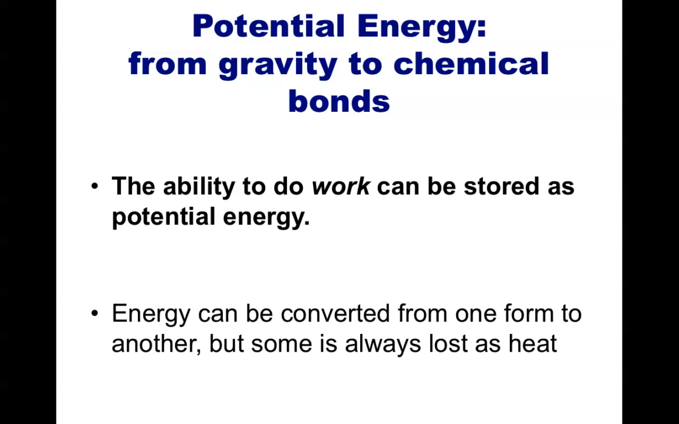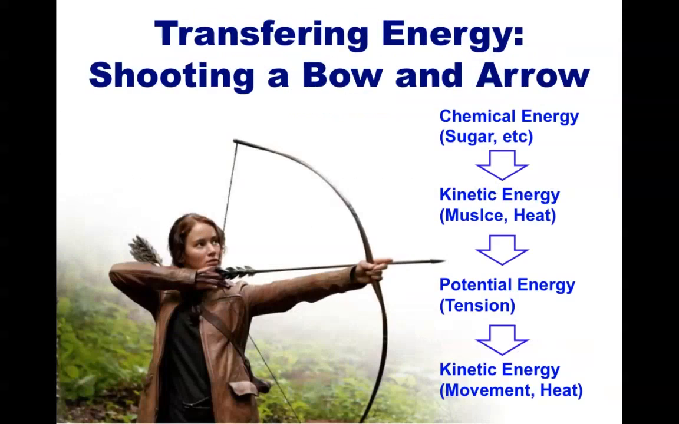Let's review this concept using the example of an archer drawing and firing an arrow. We can see here energy in several different forms. You might also notice that during some of these energy transformations, heat is released. Remember that heat is just kinetic energy that is not directed somewhere. It is the random motion of molecules.